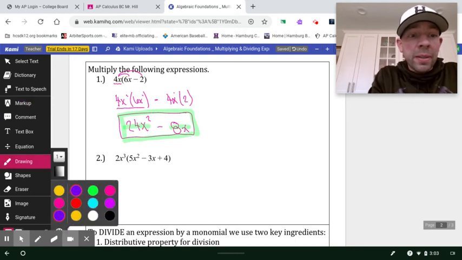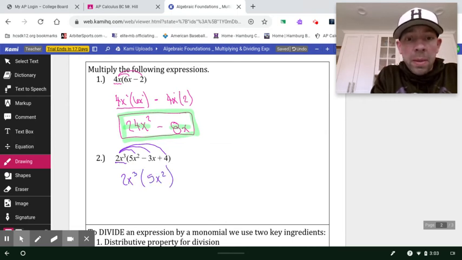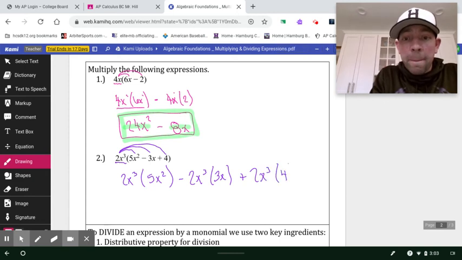All right, let's take this 2x cubed and distribute it all three times. So in slow motion, this is going to be 2x cubed multiplied by 5x squared minus 2x cubed multiplied by 3x plus 2x cubed multiplied by 4.